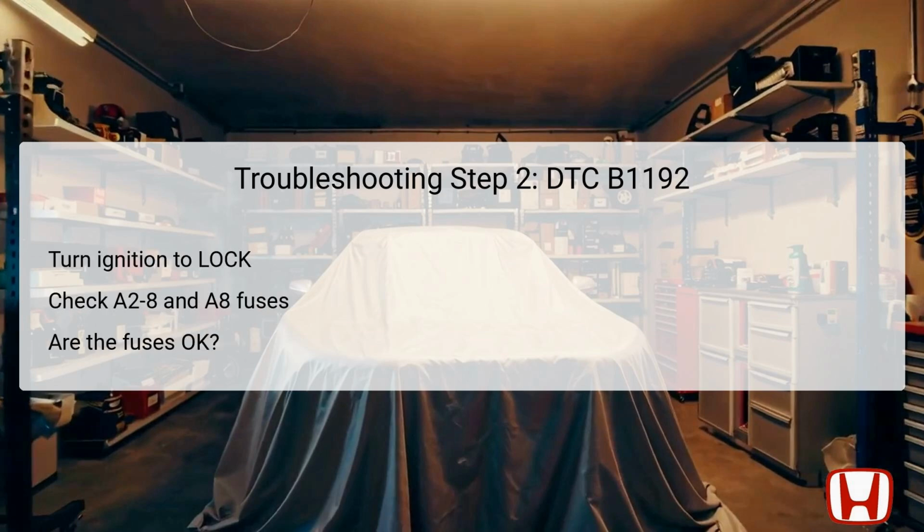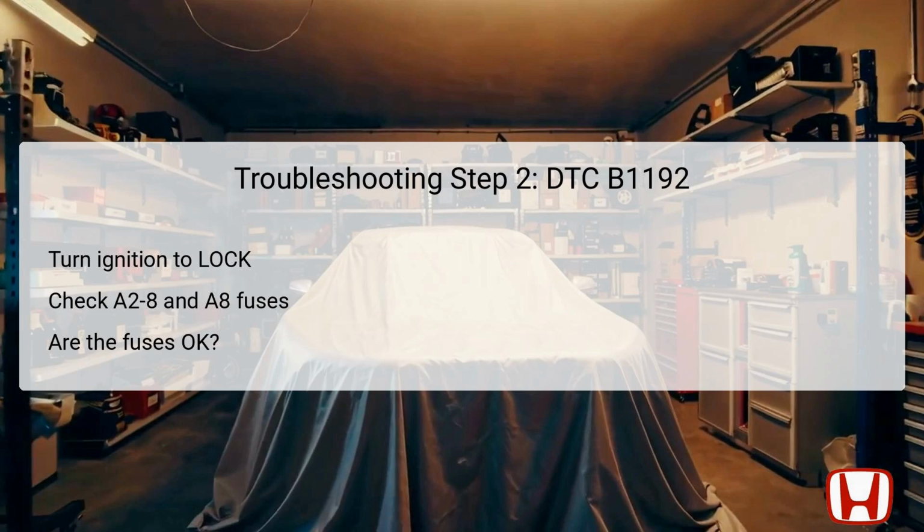In the second step, the ignition switch needs to be turned to the lock position, which ensures safety while inspecting electrical components. Next, you should check the fuses located in the main underhood fuse box, specifically the number A28 BMS 30A fuse and the number A8 7.5A fuse. These fuses are integral to the operation of the battery management system, and checking them is essential to ensure that there is no interruption in power caused by blown fuses.